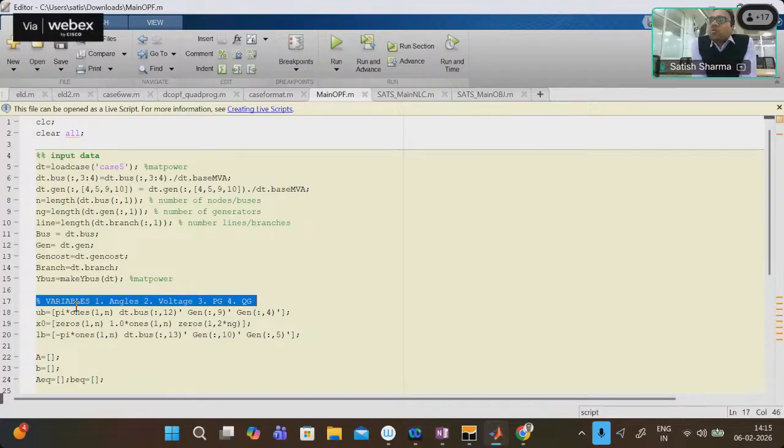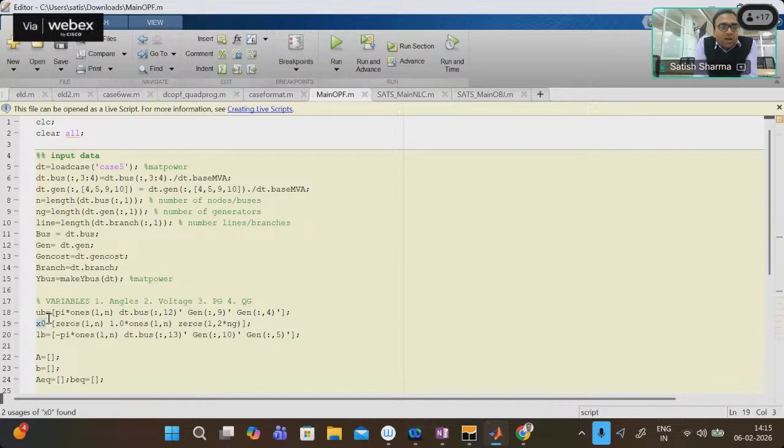Angles and voltages are always fixed to the size of the network, and pg and qg are basically varying on a case-to-case basis. So that's why I kept the sequence of the variables like this: angles at the very first, then voltages, and then pg and then qg.